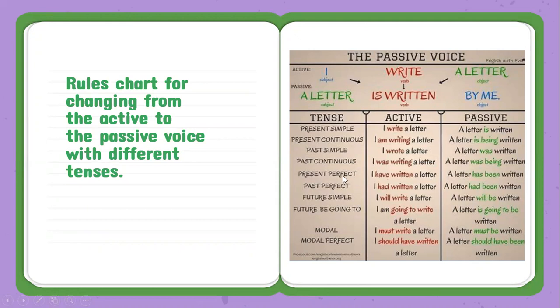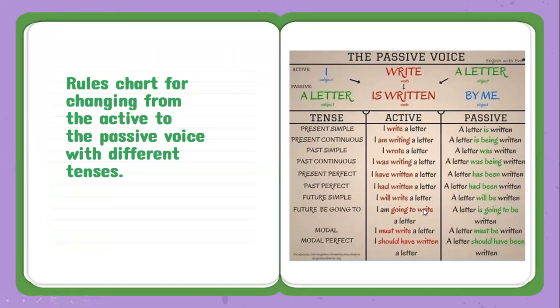When I have perfect, I have to have been, okay? So have becomes has, and then have written becomes has been written. Had stays, had been written. Will write, will be. So with will, I just add be. Will be, and for sure written again, the past participle.